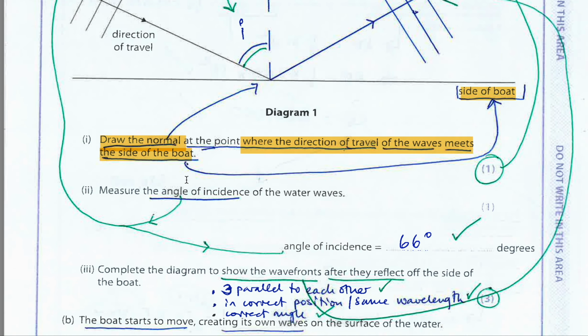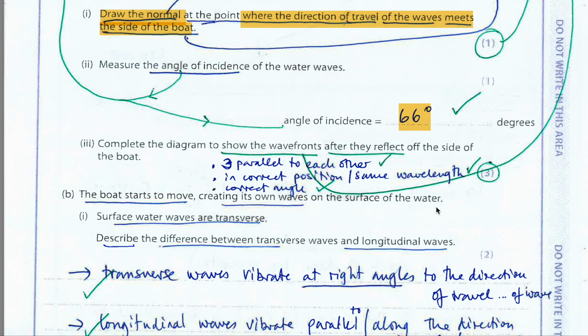Okay, they want you to measure the angle of incidence, and many students I saw were measuring the angle here because they'd forgotten that all angles are measured to the normal. Obviously that comes with revision. You need to make sure you revise all the details, and if you measure it accurately with the protractor, do remember that in this exam you do need to take a protractor in with you. It will be approximately 66 degrees.